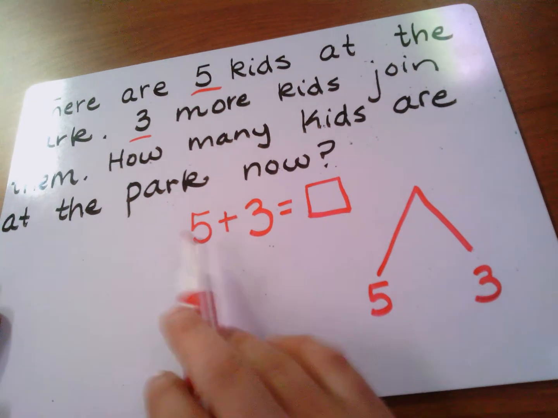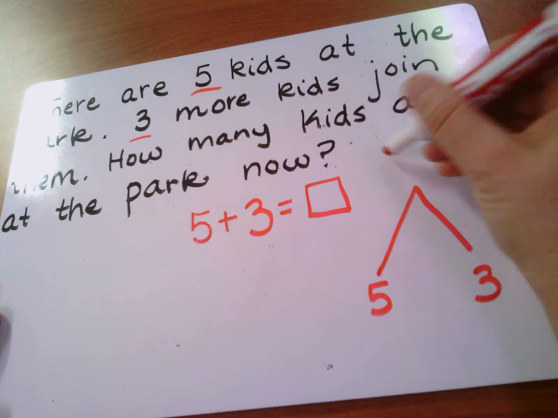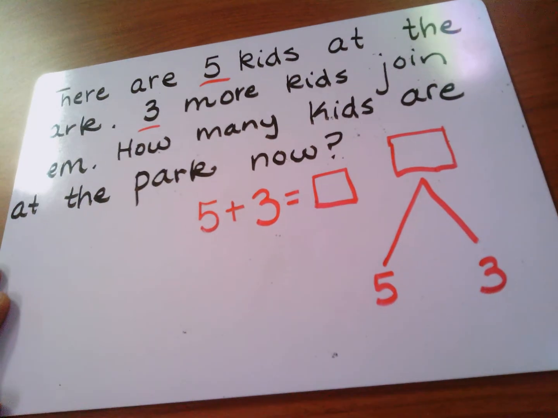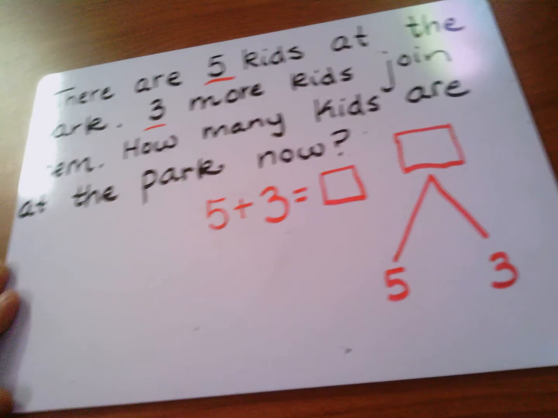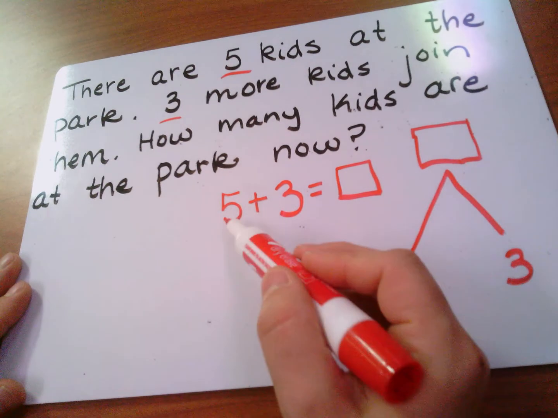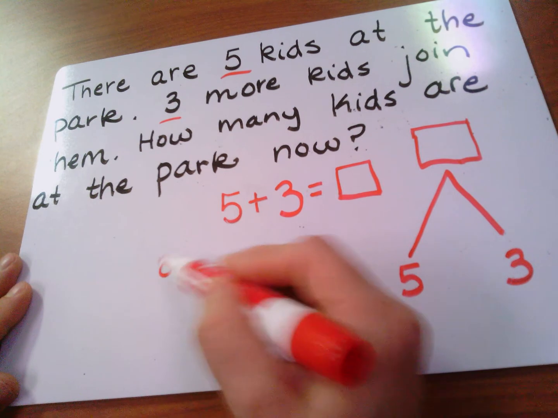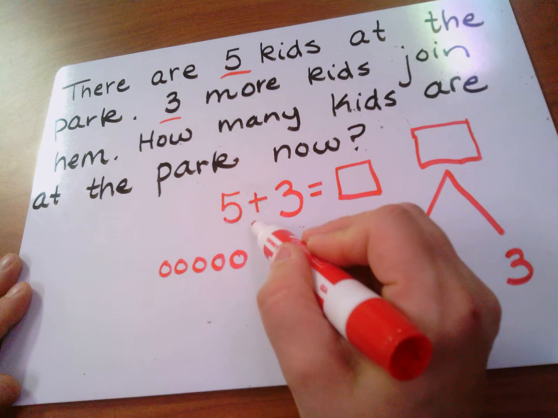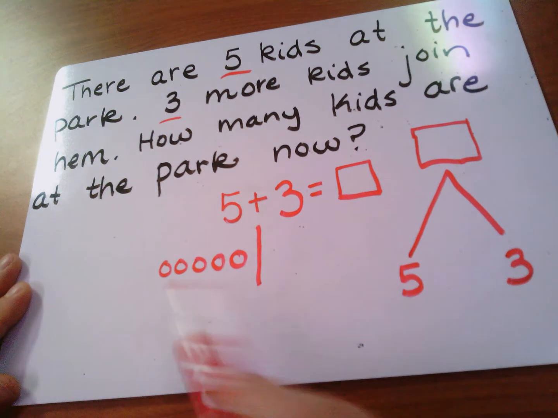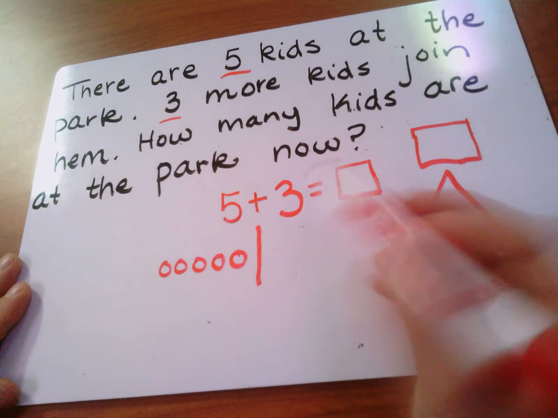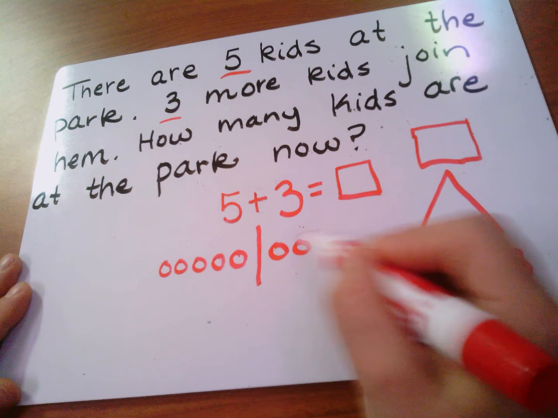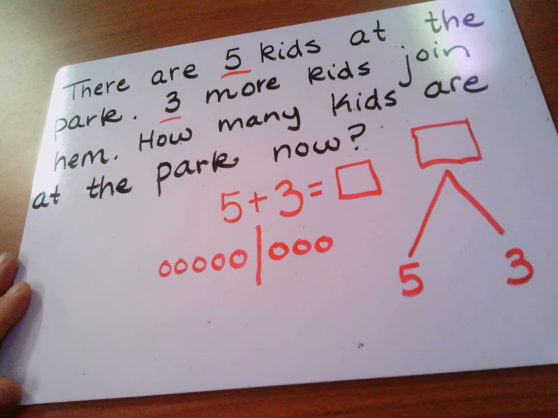Okay, so I have the equation, the math mountain, and then let's look at the new method I was telling you about earlier. We're going to use circle drawings as well, but here's how I want your circle drawings to look today. So we're going to represent the 5 kids with circles. 1, 2, 3, 4, 5. And then if I put a little line here, it separates my work so I can really see the different partners. And then 3 on the other side to represent the 3 that join them. 1, 2, 3.